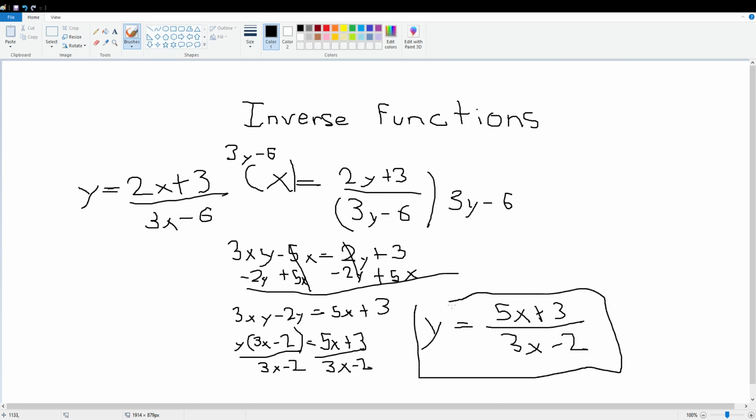This is the inverse of this function. And so what we basically did here is we switched the x and y and then solved for y. So this equation, x equals 2y plus 3 divided by 3y minus 6, is the exact same graph as y equals 6x plus 3 divided by 3x minus 2.